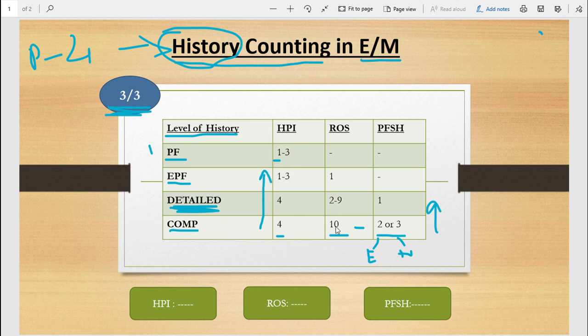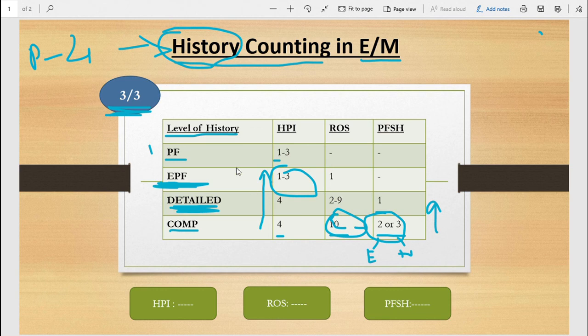So that means EPF. That time we have to assign the level of history as EPF, because all three should be met, right? Here all three are not meeting. In case of comprehensive also not meeting, in case of detail also not meeting. So we are going down, down, down, and this is EPF. EPF should be your final level of history. Like that, guys, we have to assign history counting on the basis of this table only.